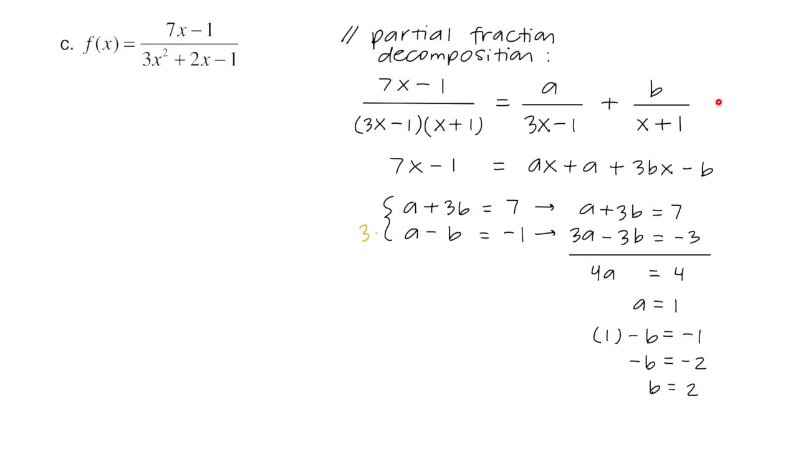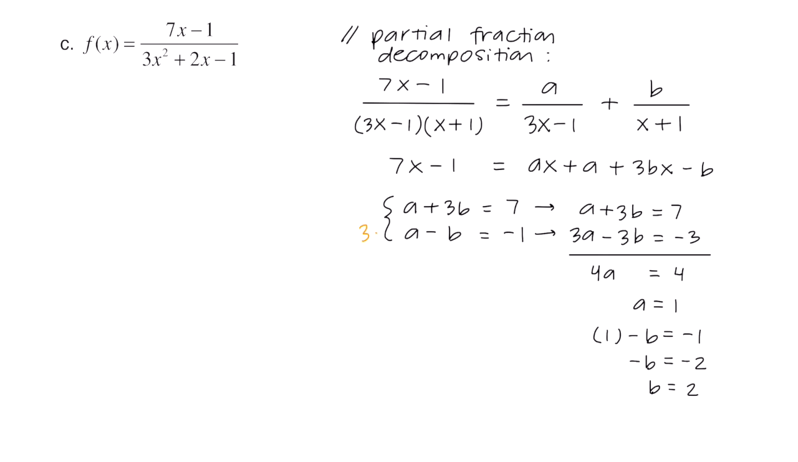When we multiply this side of the equation by this whole expression, you end up getting a times the quantity x plus 1, so that becomes ax plus a. Then you get b times this quantity right here, so we have 3bx minus b. So at this point, we set up our system of two equations with two variables.